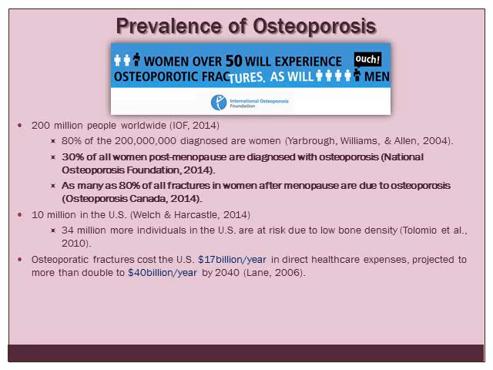10 million individuals have been diagnosed with osteoporosis in the United States alone, with 34 million more individuals at risk of developing osteoporosis due to an already low bone density.